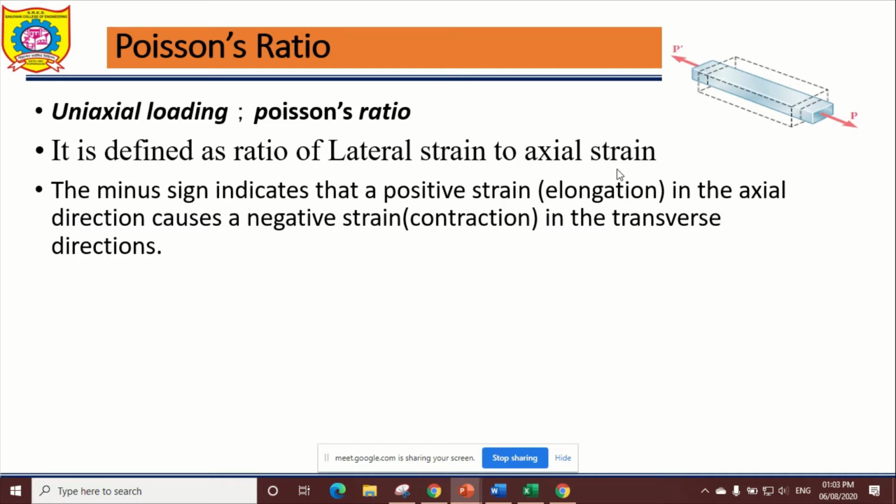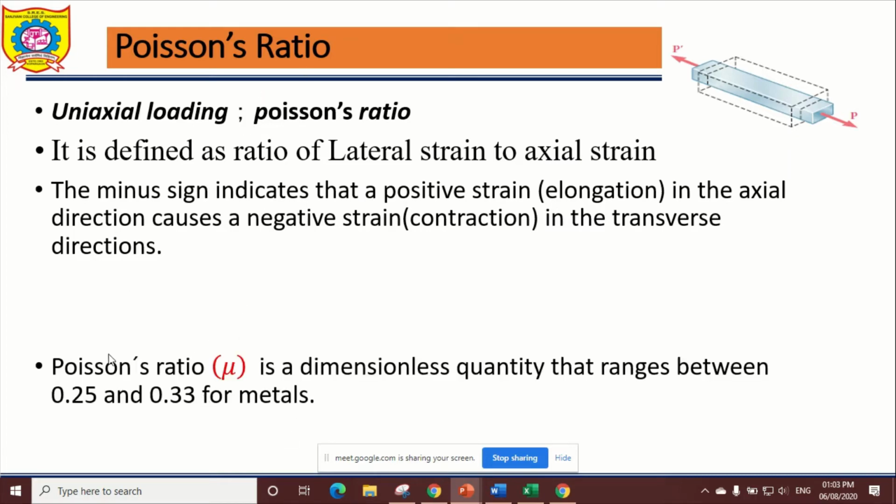So we are getting the axial strain as a positive one and the lateral strain as a negative one. So we will get the minus sign for the Poisson's ratio. And the Poisson's ratio mu is a dimensionless quantity because strain and strain are both dimensionless quantities. So the ratio will also be a dimensionless quantity that varies between 0.25 to 0.33 for all the metals.